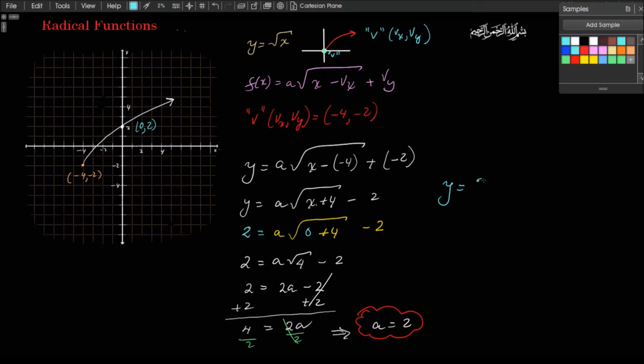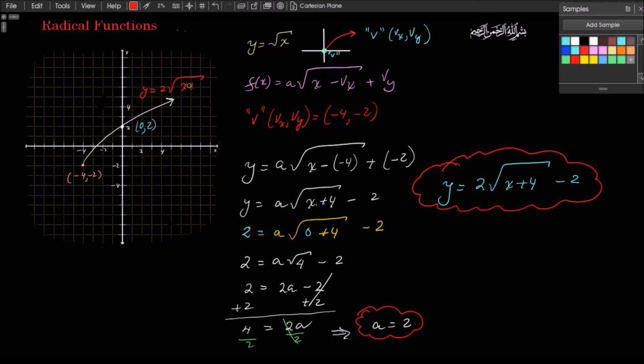y is equal to 2 times the square root of x plus 4, minus 2. And there we have it. And this is the equation of this function. If you wanted to write this, you could write it over here. So y is equal to 2 times the square root of x plus 4, minus 2. So what I did today is I gave an example of a radical function and we graphed it. And then we looked at a graph and derived the equation for the radical function. The way you do that is first you find the vertex and then you try to find the value of the multiplier a, using any point other than the vertex, of course.